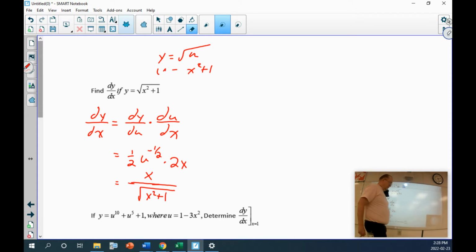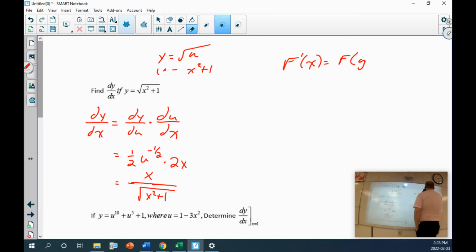Here's another way of doing it. Our derivative, f prime of x, is equal to f prime of g of x times g prime of x. It's not another way, it's just different notation.